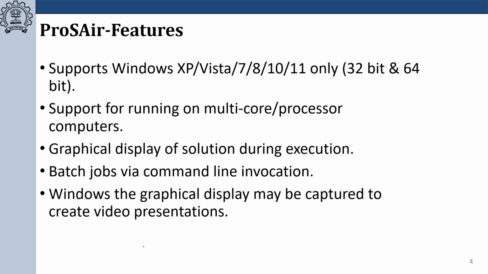Coming to the ProSAir features, the software is supported on typical Windows, irrespective of 32-bit and 64-bit, and you can solve the problem on multiple cores. So your 8 cores or 16 cores can be employed to solve the problem, which makes the solution faster than using only a single core, but it is limited by the licensing of your software.